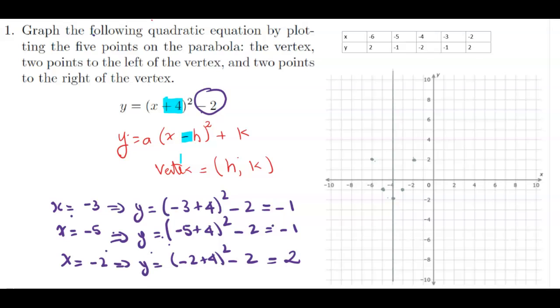Okay, so that's it. You just want to connect these 3 points together, and you want to do the same thing from the other side. Okay, and that's all.